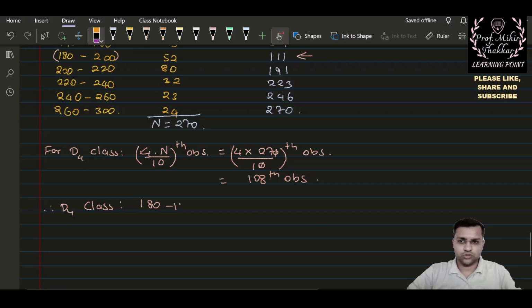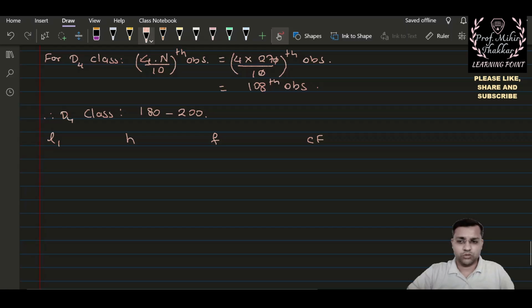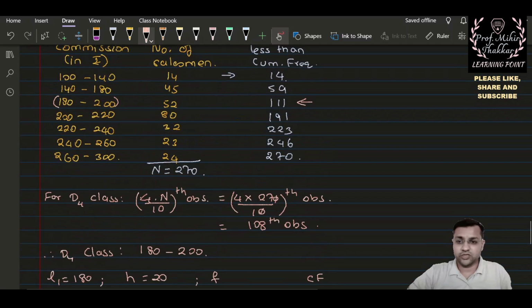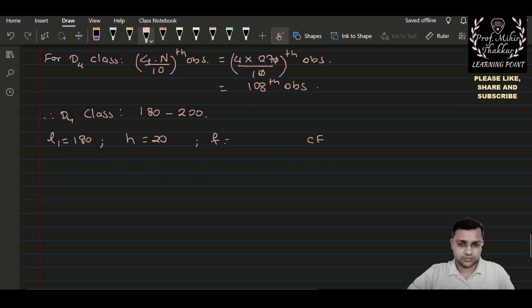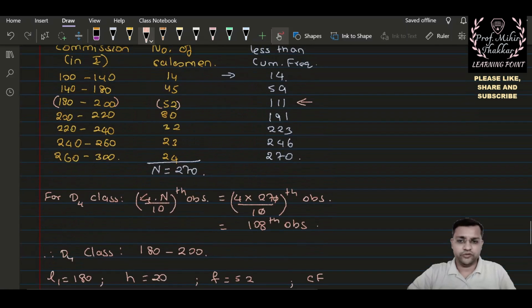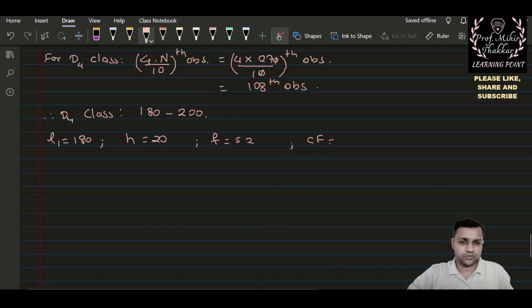180 to 200, the values are L1, h, f and cf. So you can easily get all these values. The lower limit over here is 180, as you all know. h is the class interval of the class that you are using to find the value of D4 and not any other class. So here the h value is 20. Then the frequency of this particular class is 52 and the cumulative frequency of the above class is equal to 59.